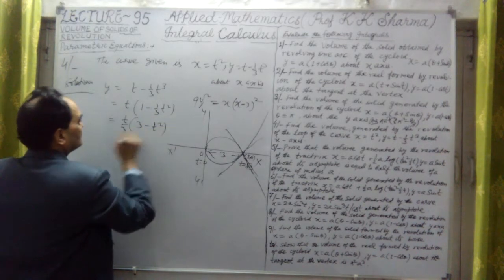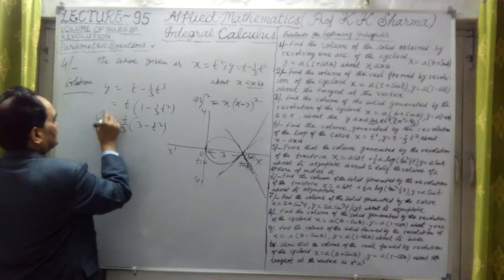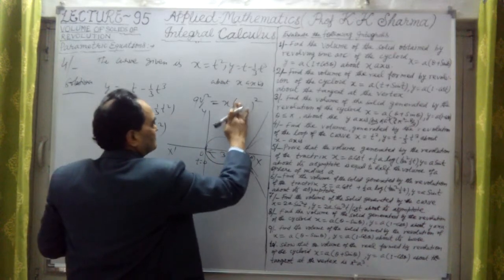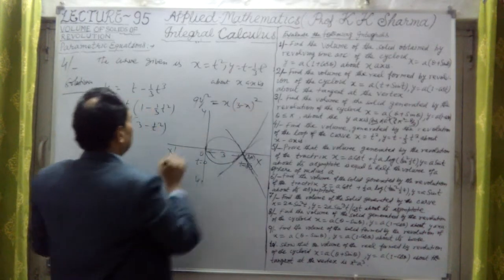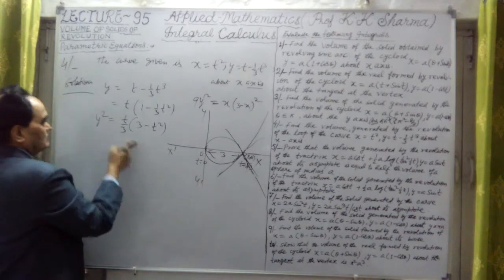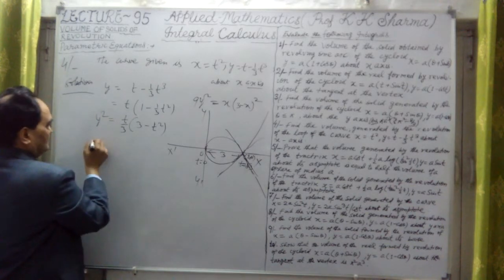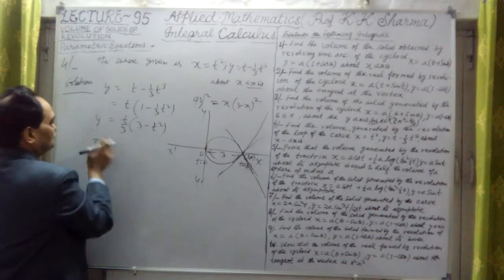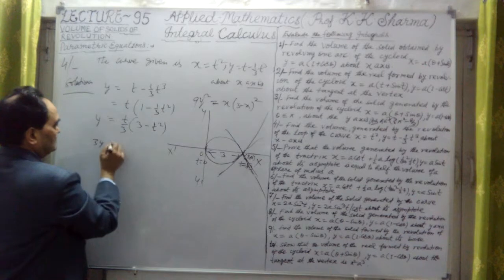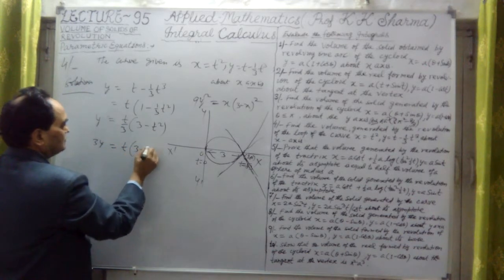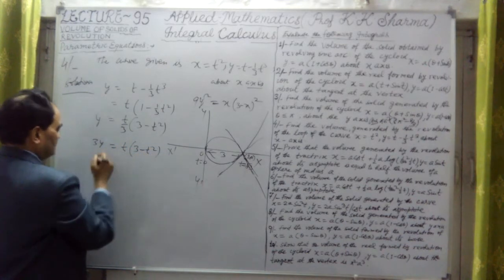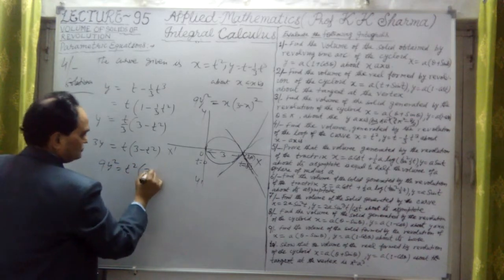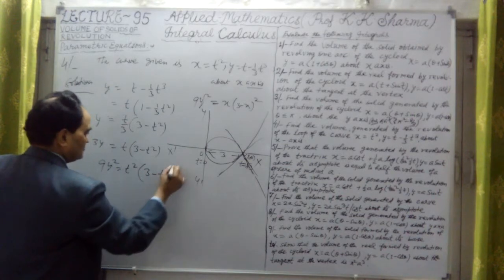It is t square, and now I have to square. The reason is, if I just cross multiply, then square it, it will be 3y equal to t into (3 minus t square). Now if I square this whole thing, it will be 9y square equal to t square into (3 minus t square) whole square.